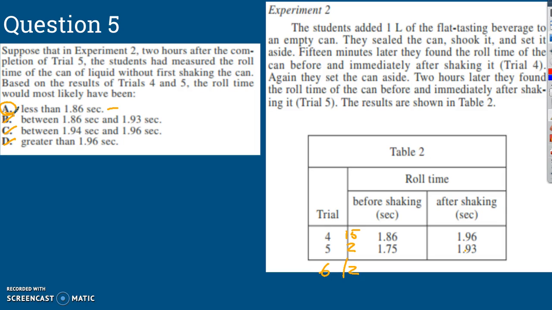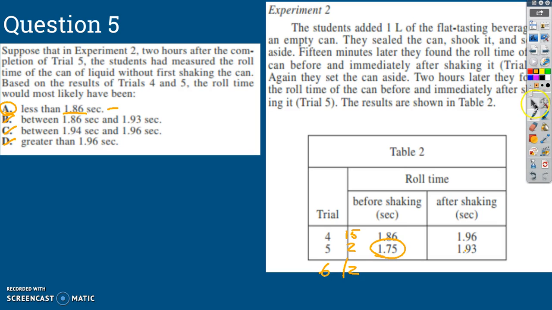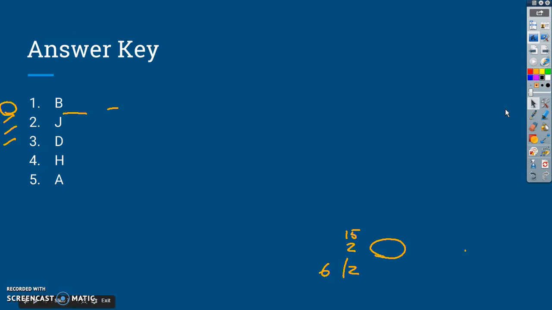Especially after 2 hours here it was 1.75, after another 2 hours it's probably going to be less than 1.86. So A is our correct answer. We'll just double check here. Yeah, B, J, D, H, and A was our correct answer.